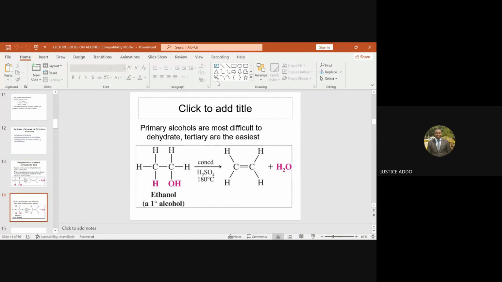So there's another typical example. See, the OH is here and the hydrogen is here. This is ethanol. So if you remove water by taking away this hydrogen and the OH, then the double bond comes there and you form your alkene and water.